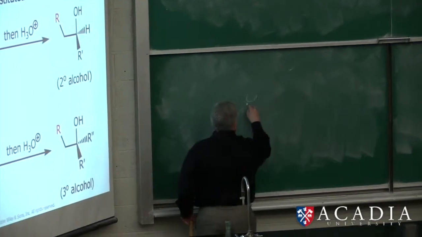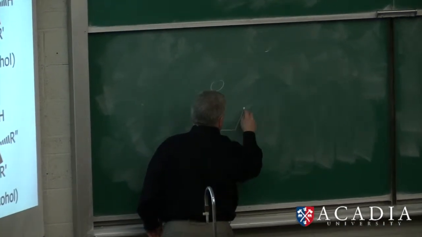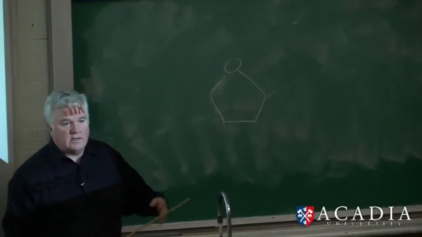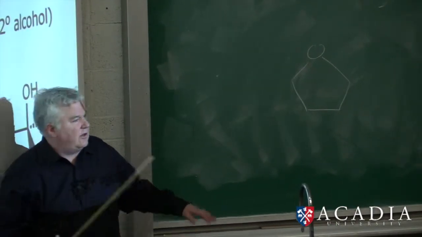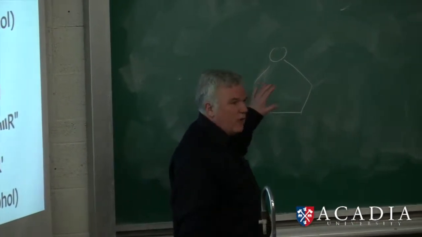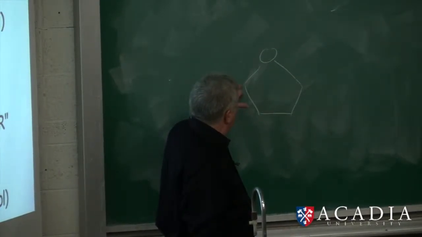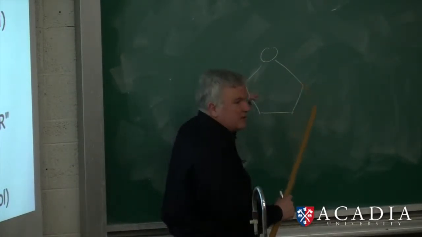with this kind of an ether. This is just a cyclic ether. This is a cyclic ether as well. Why do you suppose the Grignard reaction won't attack one of these carbons and open up this ring?